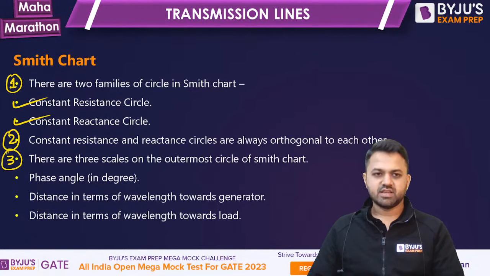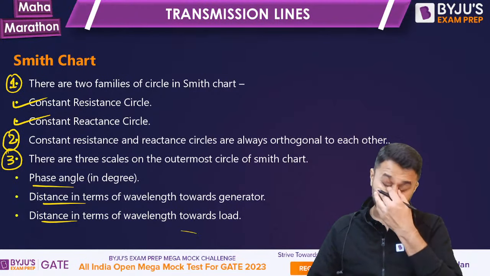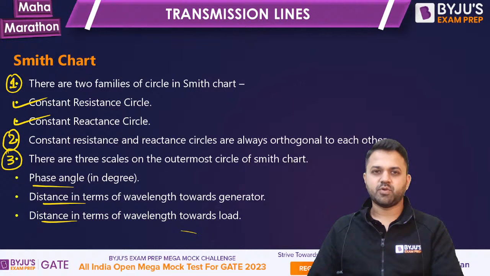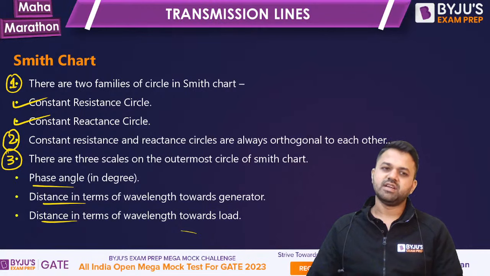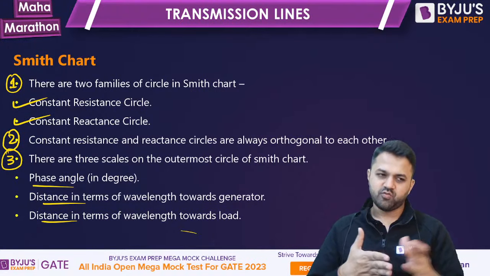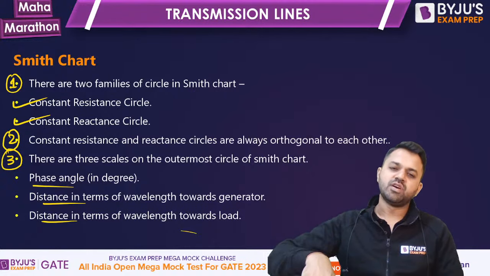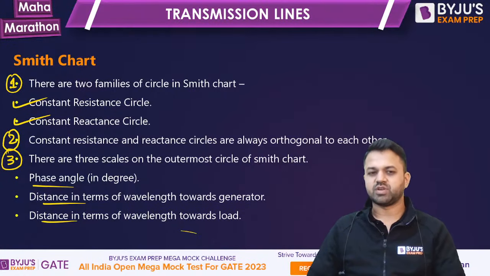And the third one is there are three scales in the outermost circle of the Smith chart: phase angle, the distance in terms of wavelength when you move towards generator, and the distance in terms of wavelength when you move towards load. So you can directly measure the phase, and you can calculate the distance in terms of wavelength, how far you have traveled in the transmission line when you move towards load or towards generator. On both sides you can calculate the distance in terms of wavelength.